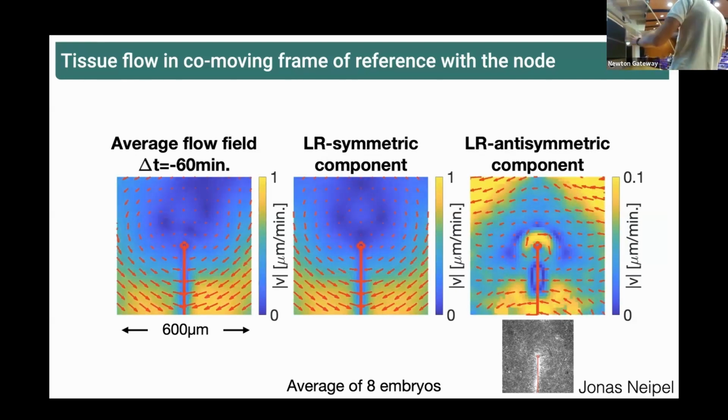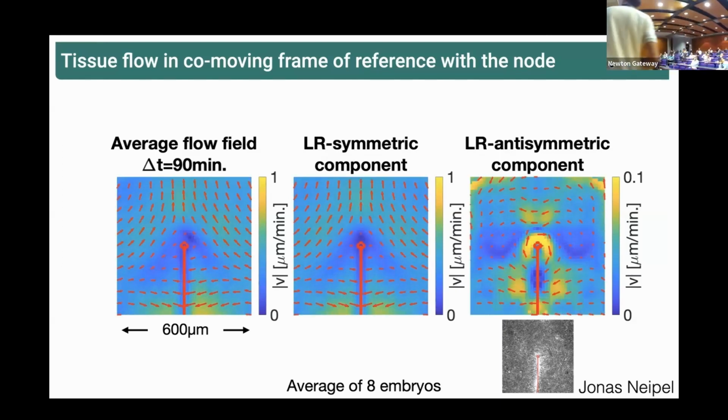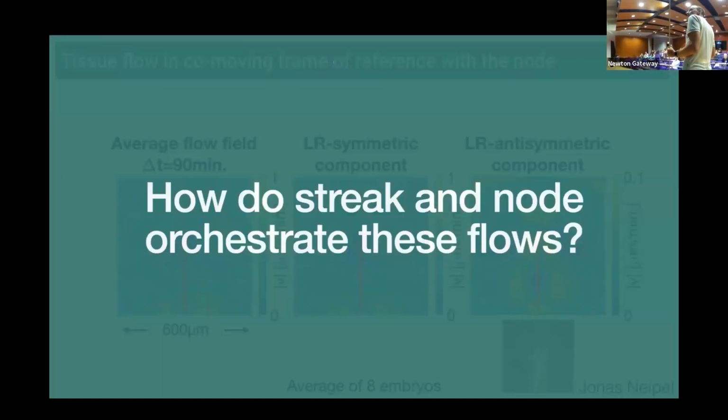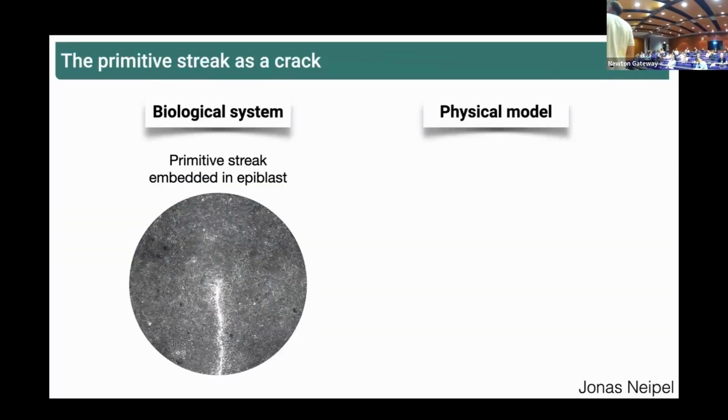This is playing it over time again. You see that this rotation becomes stronger, and then as time proceeds, it also vanishes. So how do node and streak orchestrate these flows? To get a handle on answering this question, we set out to try to reconstruct this phenomenon in a physical model.